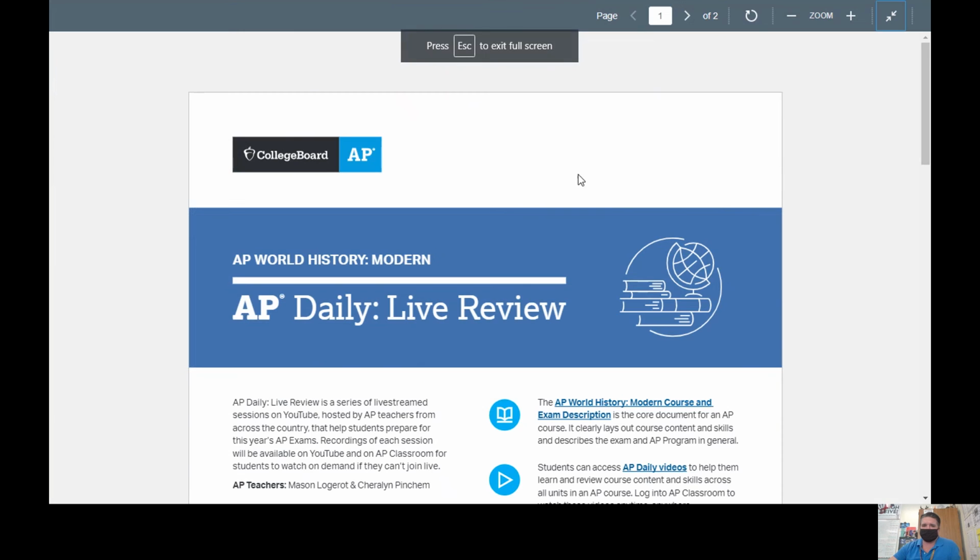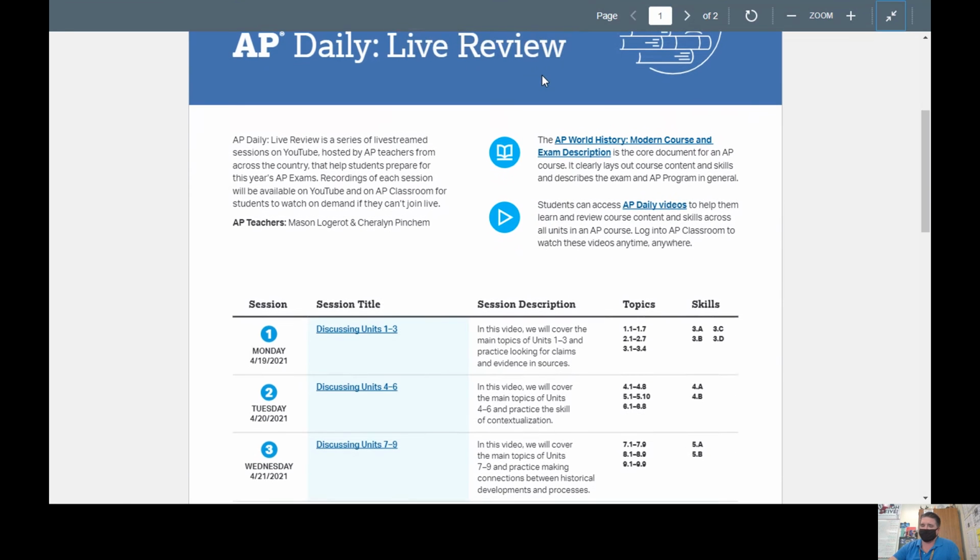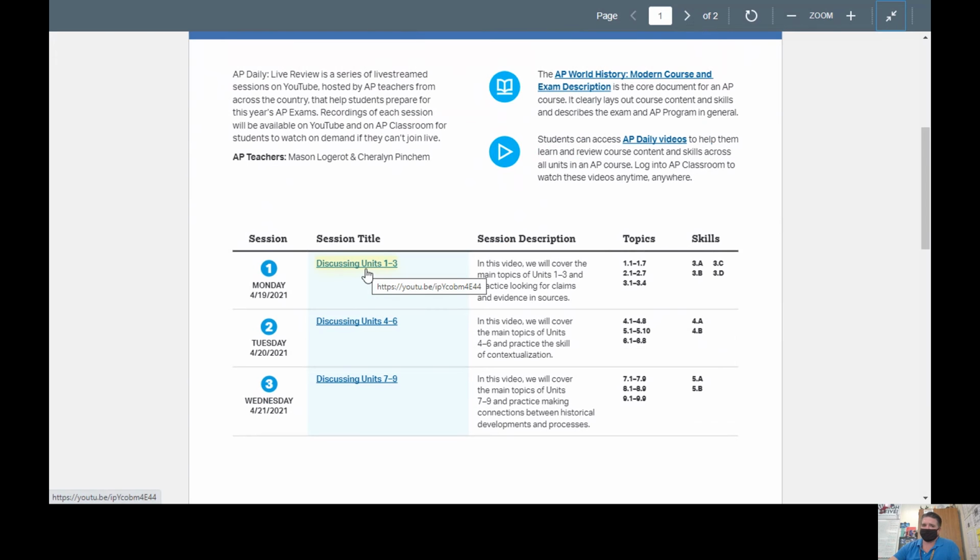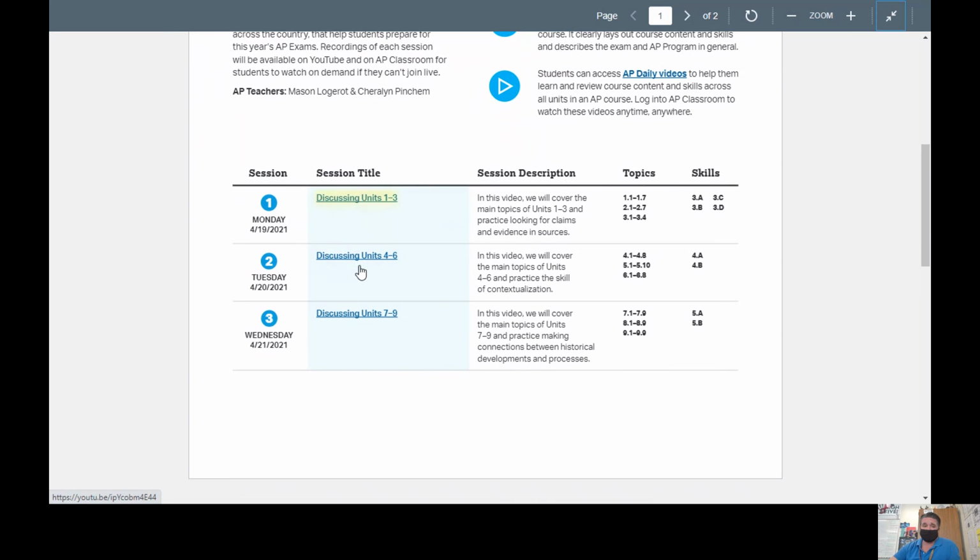The College Board, the people that actually make the AP exam, they're starting their live reviews. They did their last one last night, okay? If you couldn't attend live, no big deal. They tape these things, okay? So for the next 2 weeks, essentially, almost every night, they're going to have some live reviews focusing on different things. Like last night was the first 3 units.